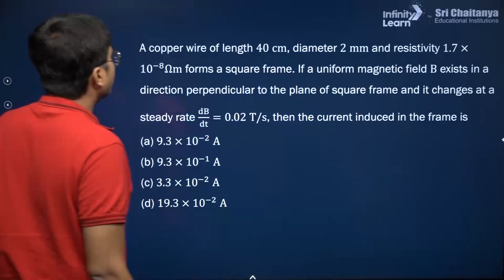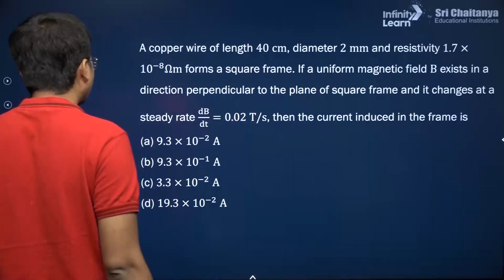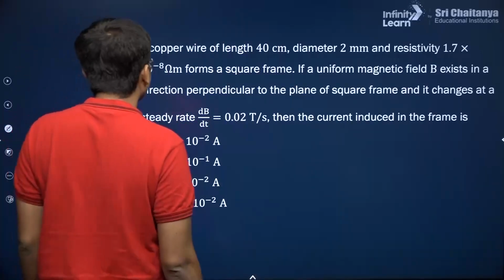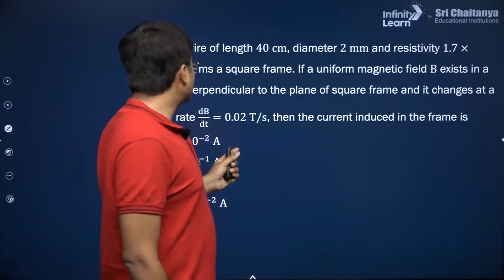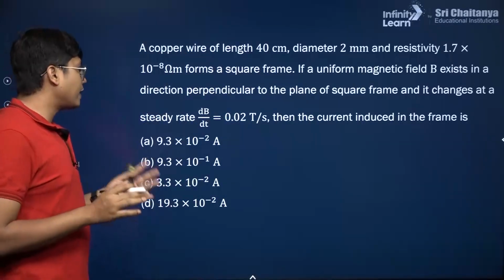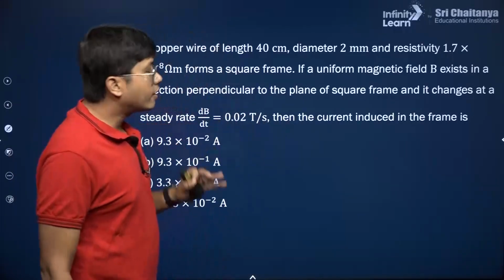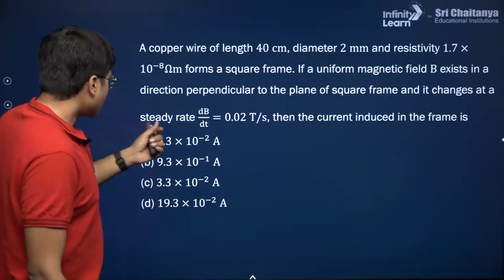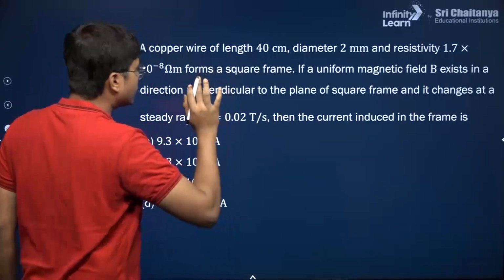Moving on, it says copper wire, length 40 centimeter, diameter 2 millimeter, resistivity 1.7 into 10 to the power minus 8 ohm meter, forms a square frame. If a uniform magnetic field B exists in a direction perpendicular to the plane of the square frame and it changes at a steady rate of dB/dt equal to 0.02 Tesla per second, then the current induced in the frame is. So based on this, you know what the first thing you need is the resistance.